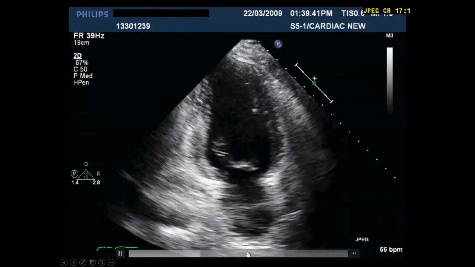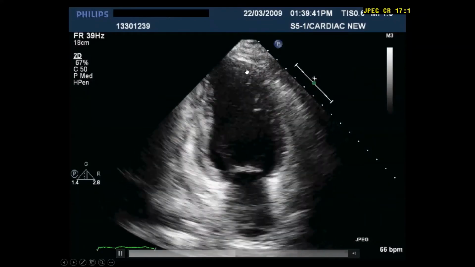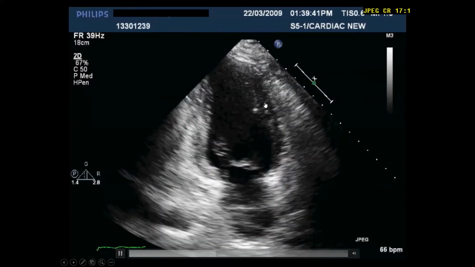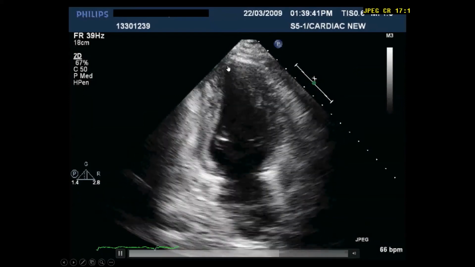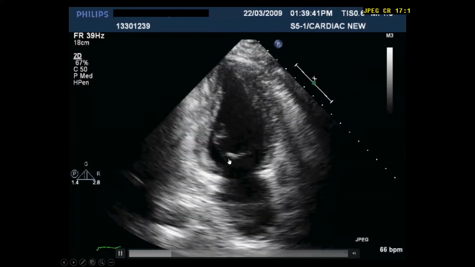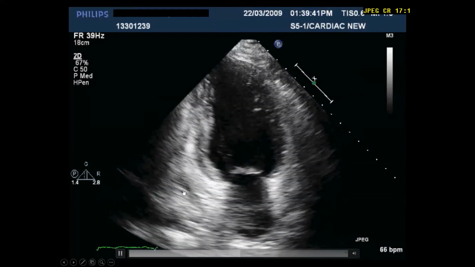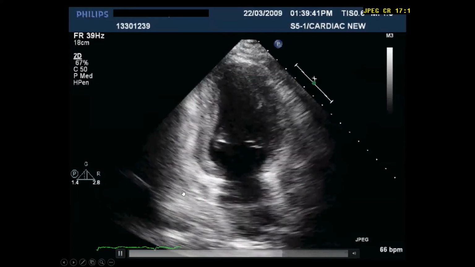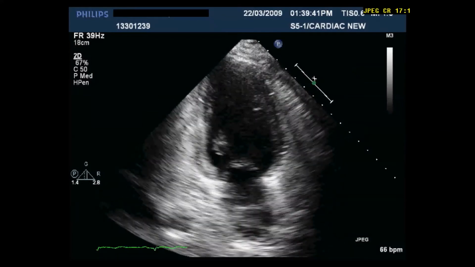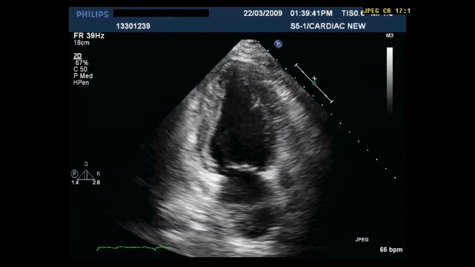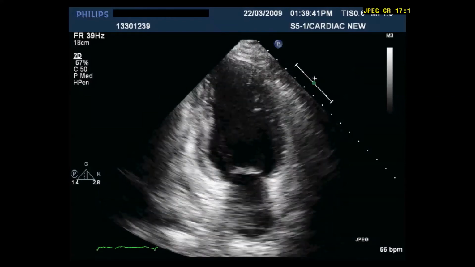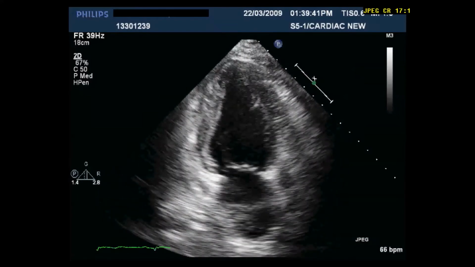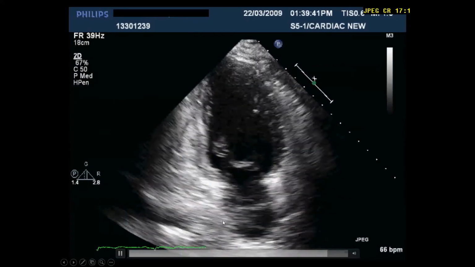Now this one here is apical two-chamber, and we are seeing the anterior wall and inferior wall. Anterior wall, inferior wall, and the apex. So what abnormality are we seeing here? What abnormality? Guess, just guess. Inferior. Yes. Oh, thank you so much.